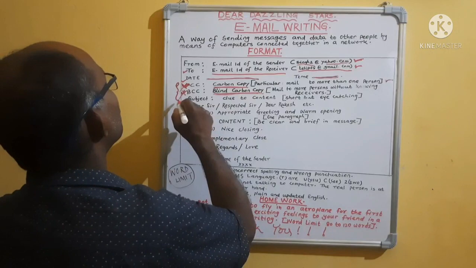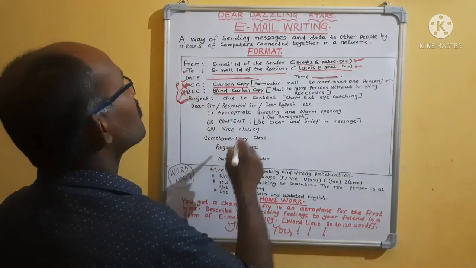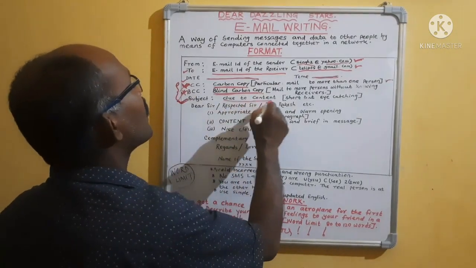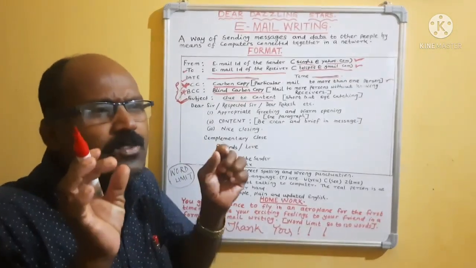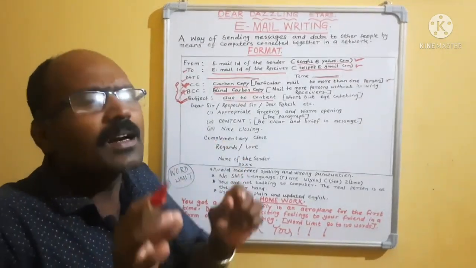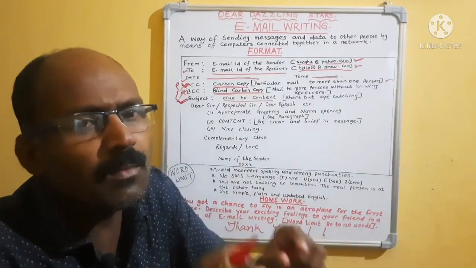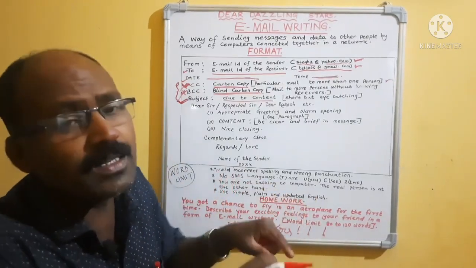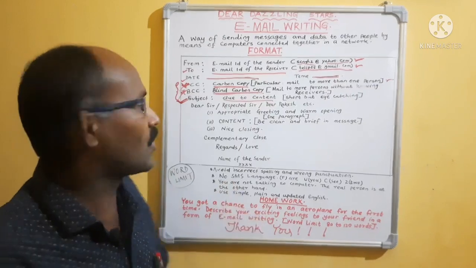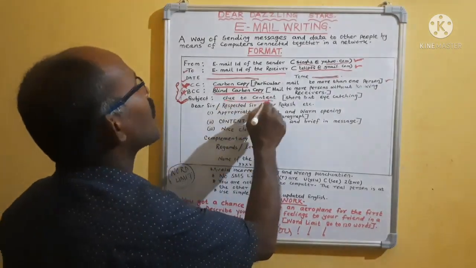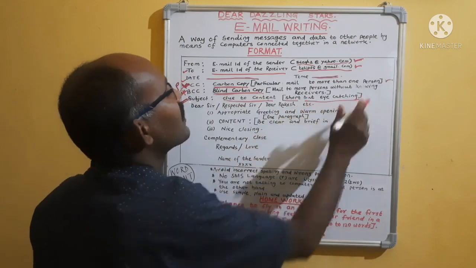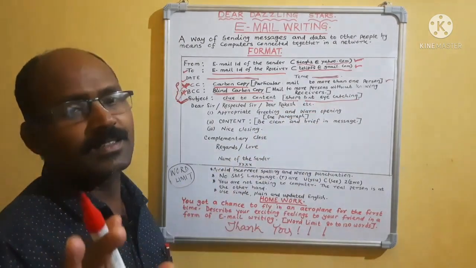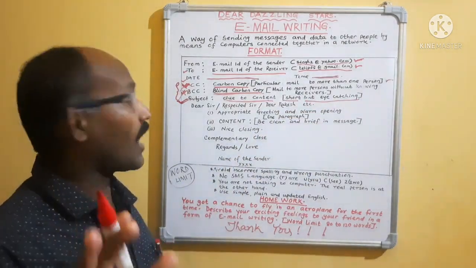Okay. Then subject. Subject means clue to content. Only you will give the clue. That means from the subject one can understand that the mail must be regarding this thing. That means clue to content. But short, but eye catching. It should be eye catching.